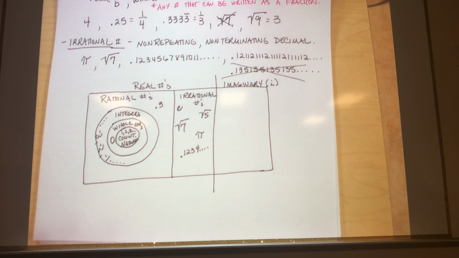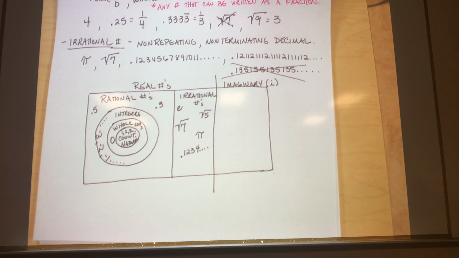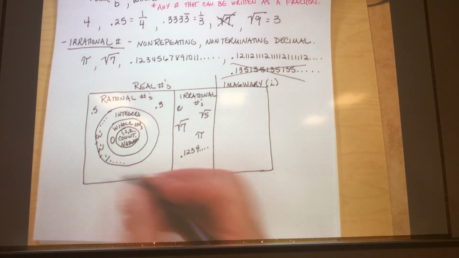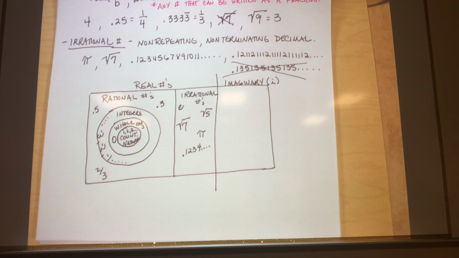If 0.5 is on there, would that be considered half? Yes, 0.5. That's 5/10, which reduces down to 1/2. You see how it makes sense? Like the 0.25, that was 25 over 100, because the 5 was in the hundredths place. And that reduces down to 1/4. Okay, what about 2/3? Is that good? Okay, so everybody got the gist of it.